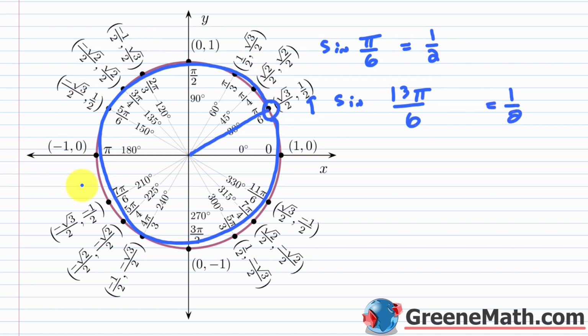And you can keep going around another 2 pi, or you can go the other way. You can go clockwise 2 pi. So basically, as you're adding these multiples of 2 pi, you're getting these coterminal angles, and so your sine values are the same, and also your cosine values are the same.